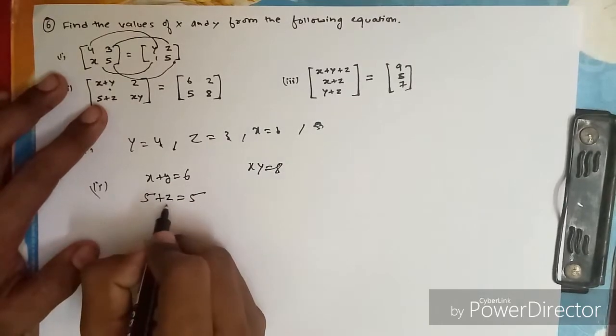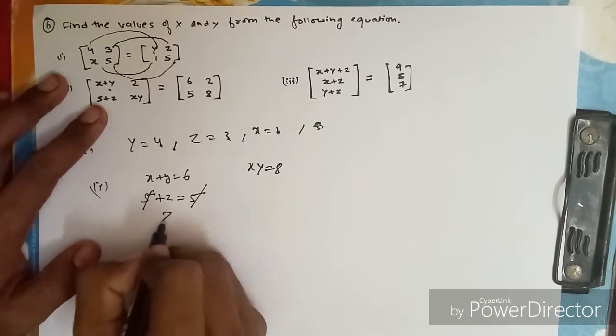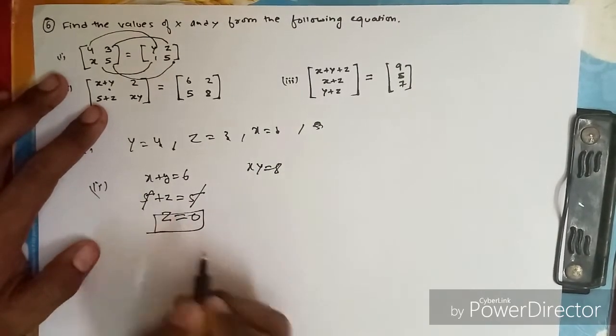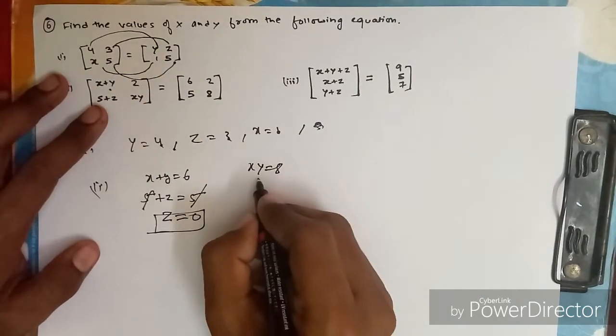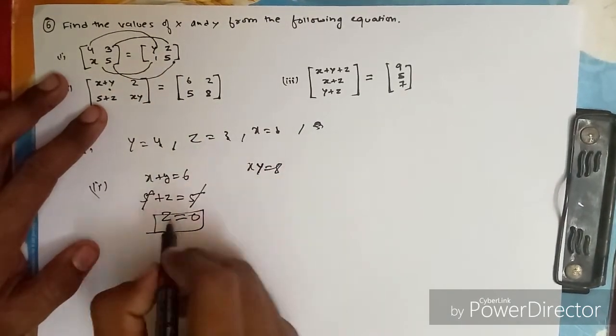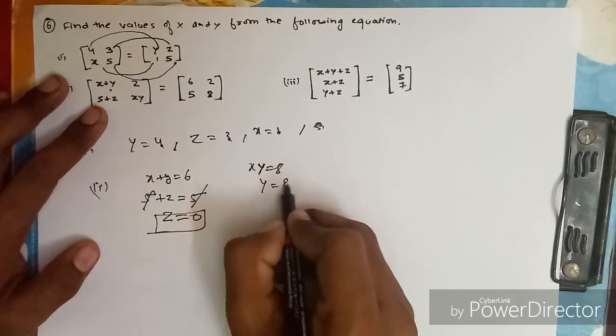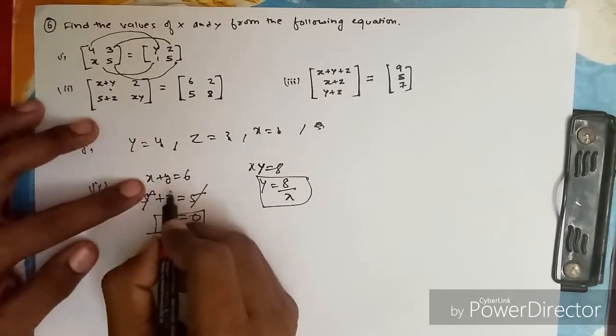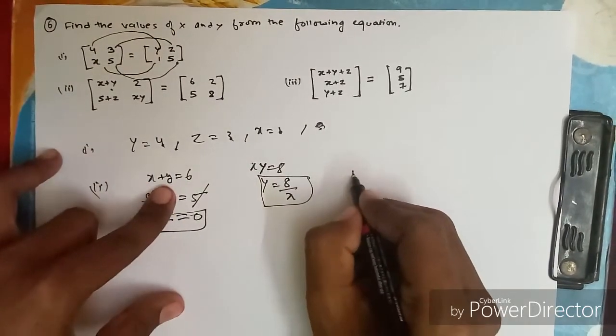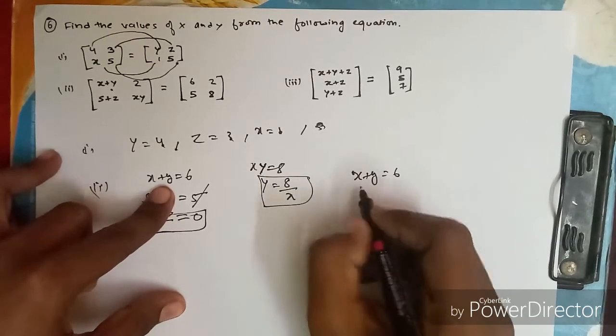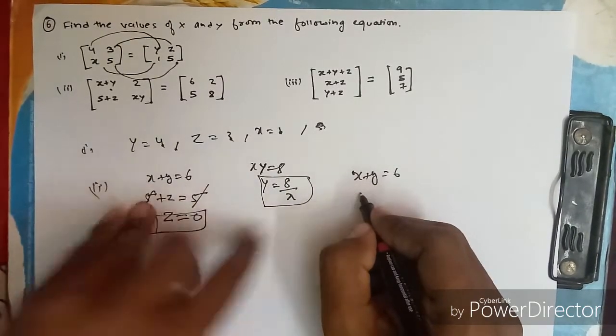So 5 plus z equals 5, so 5 and 5 will cancel out, the value of z is 0. Let us separate this. So the value of y is 0, so the value of z is 0. So now y can be written as 8 by x. Now if we put this in, then we know x plus y equals 6, so the value of y is 8 by x.